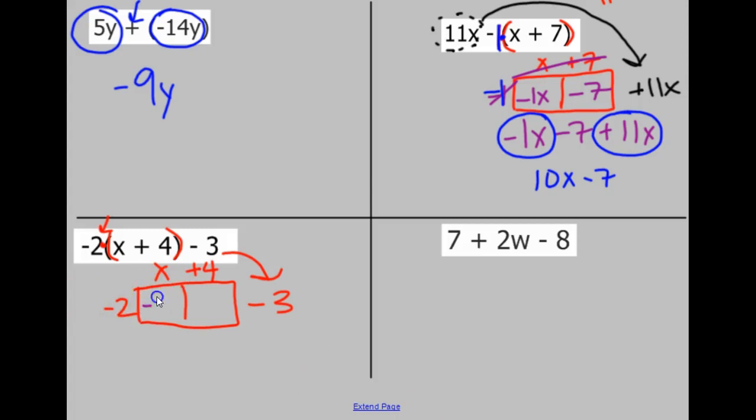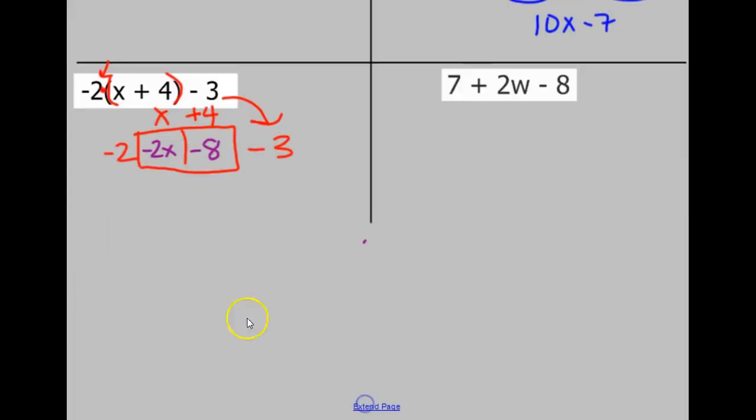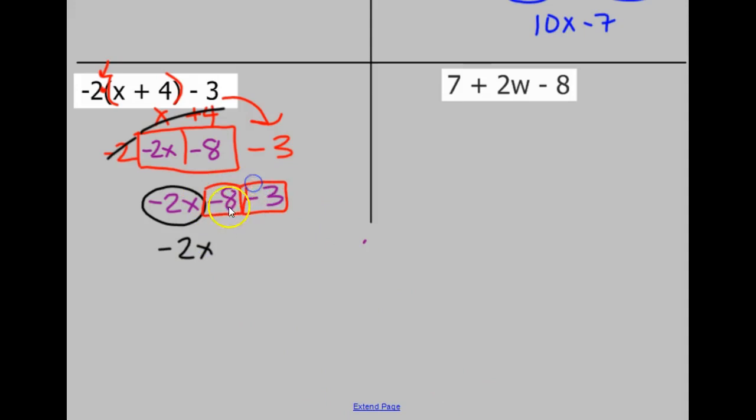So negative 2 times x is negative 2x. Negative 2 times 4 is negative 8. So we have negative 2x minus 8 and a minus 3. So our like terms, we don't have any other x's, so negative 2x. But then negative 8 and a negative 3, they're all negatives, add them up, negative 11.